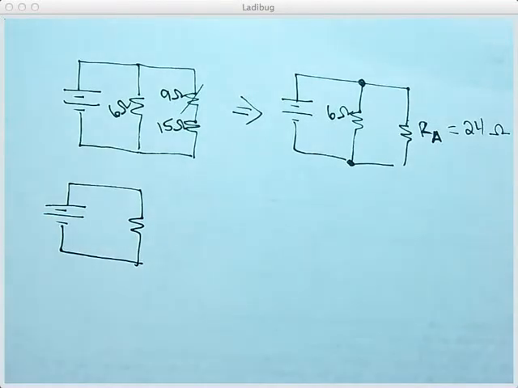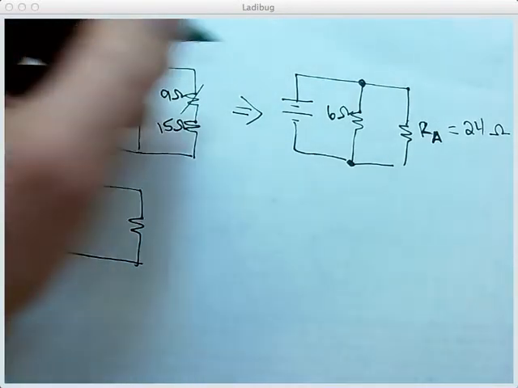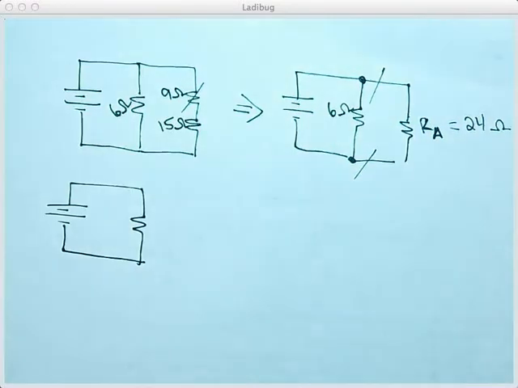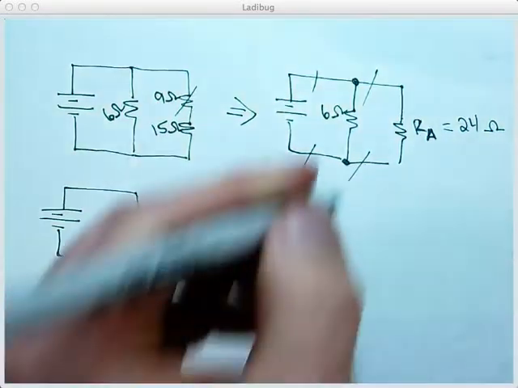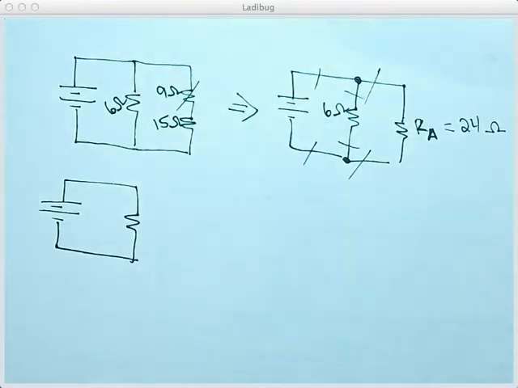Okay, when we're drawing the parallels together, essentially just cut off one of the branches. Doesn't matter which one, just cut one of them off. Okay? No, you can't cut off right there. That's not a branch, but you could cut off right there. That'd be okay. Make sense?